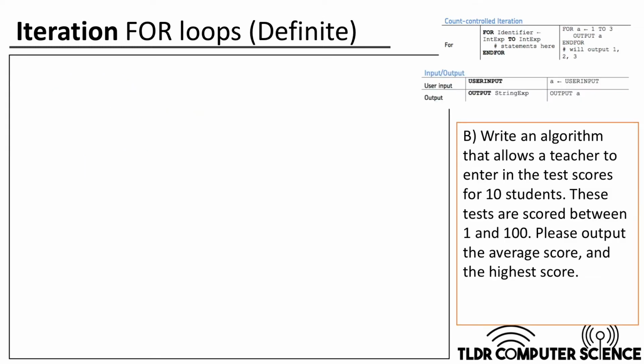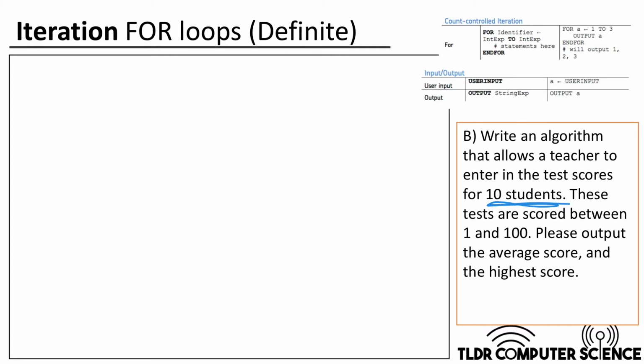So hopefully that last exercise went fairly well. We're now going to add a little bit more complexity for our for loop. Now, if I read the problem, it says we write an algorithm that allows the teacher to enter in the test scores for 10 students. So this 10 students, that's how I know it's a for loop problem, because I know how many times I want it to go around, 10 times. And then it says these tests are scored between 1 and 100. Please output the average score and the highest score.